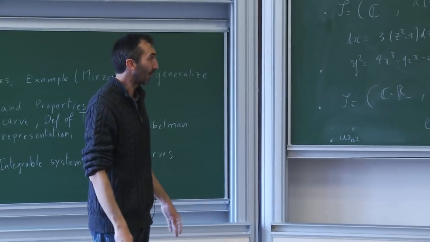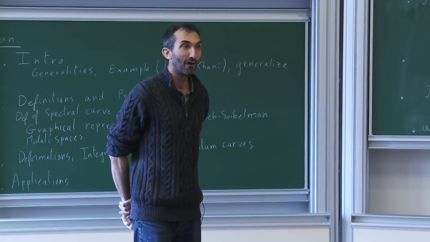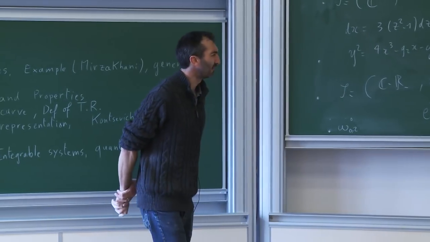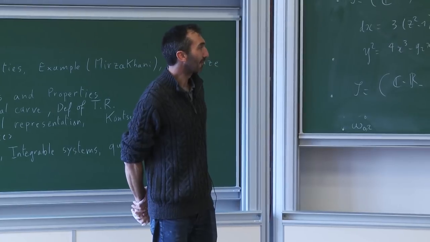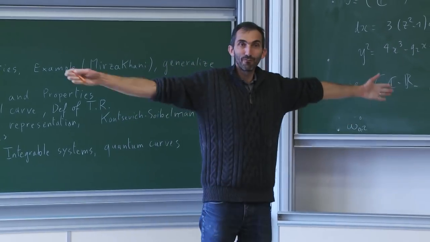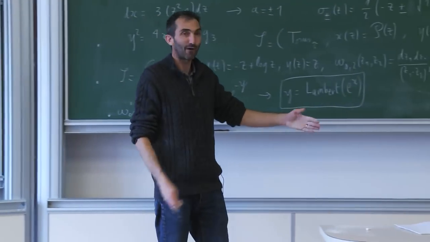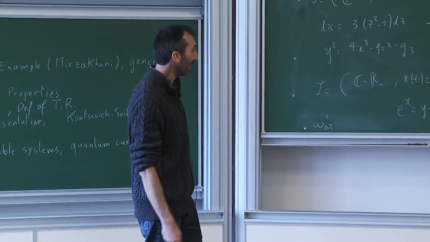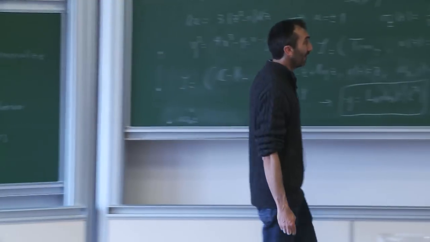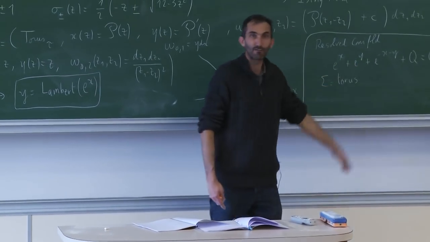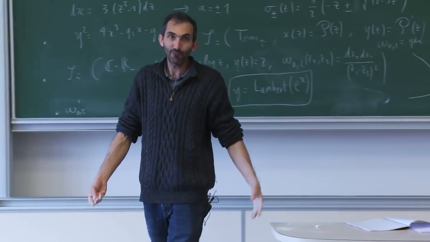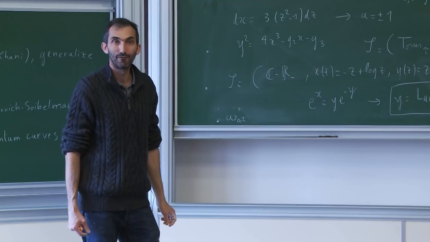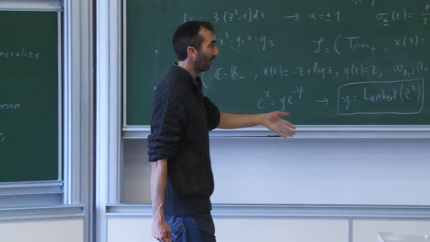This is a theorem. This was first a conjecture by Bouchard and Mariño, and we proved it with Mulase and Safnuk in 2008, I think. But then we realized that it's just a subcase of something much more general. Basically, it works for all Gromov-Witten invariants of toric Calabi-Yau threefolds and orbifolds. And so the general theorem is that if you take a spectral curve that is the mirror of some toric Calabi-Yau threefold, then the topological recursion applied to that curve computes the Gromov-Witten invariants of the corresponding toric Calabi-Yau threefold.